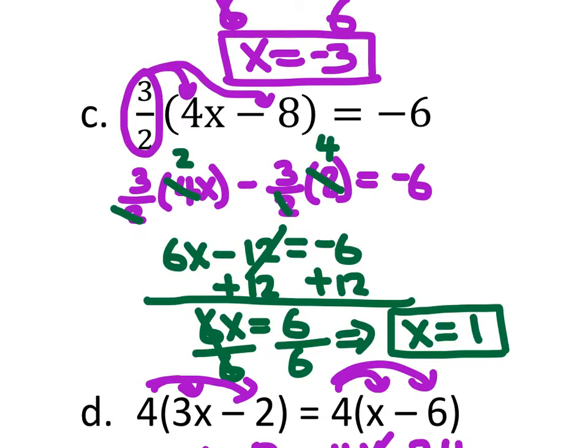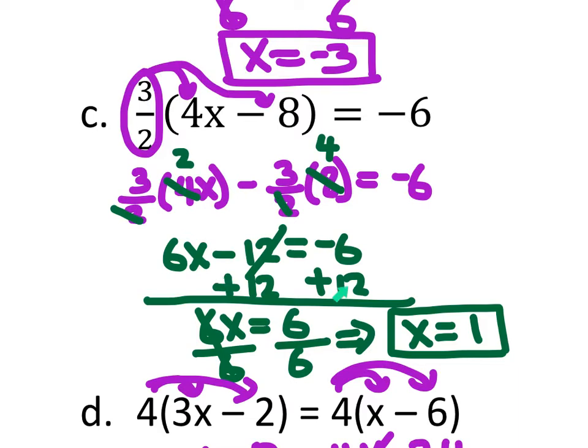Problem C. 3 times 4 is 12, and divided by 2. Or we could do 3 halves times 4, and the 2 goes into the 4 twice, and 2 times 3 is 6. We could multiply the 3 times the 8, that's 24, and divided by 2, we get 12 right here. Or we could multiply the 3 halves times the 8, put it right next to the number, and 2 goes into 8 4 times, and 4 times 3 is 12. And then over here there was no fraction, so it's just negative 6.